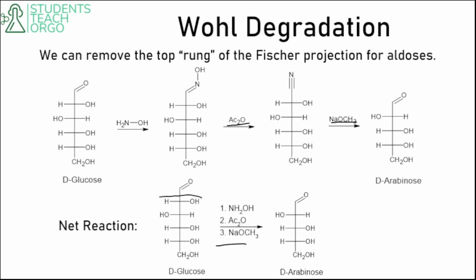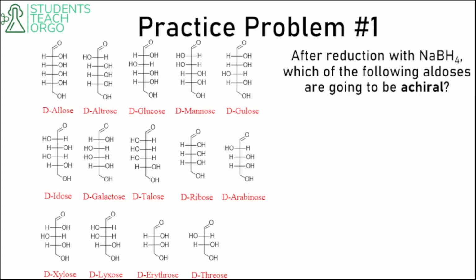So if you see these three reactions in order like that, remember, Wohl degradation, all we're going to do is we're going to basically destroy this first rung and shrink the sugar by 1 carbon. Hopefully that makes sense. Go to the first practice problem.